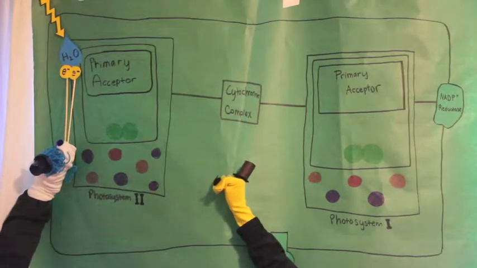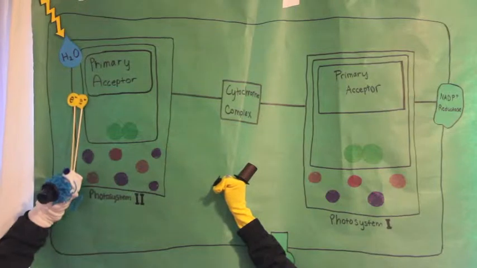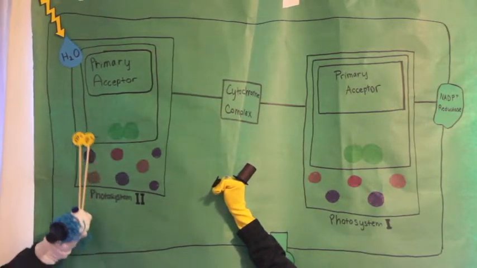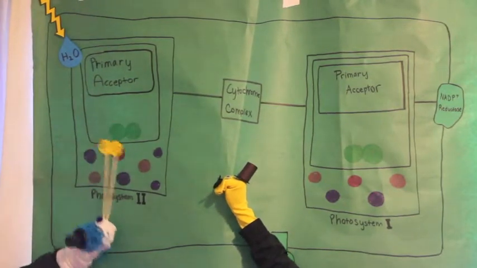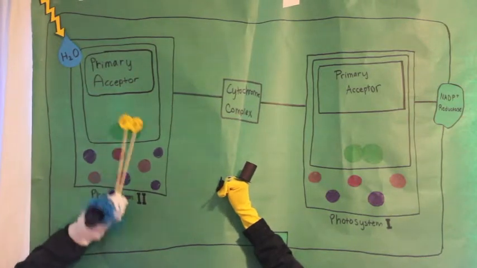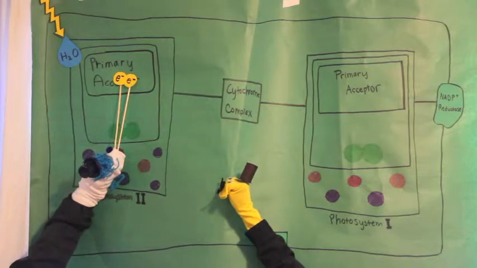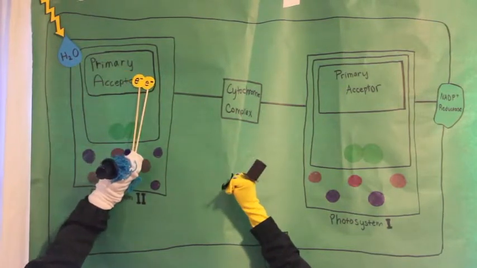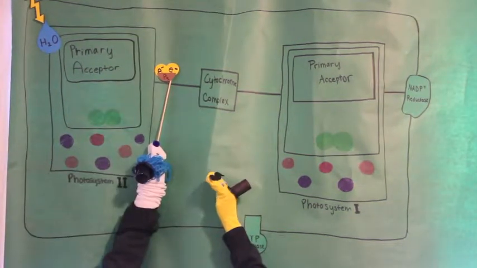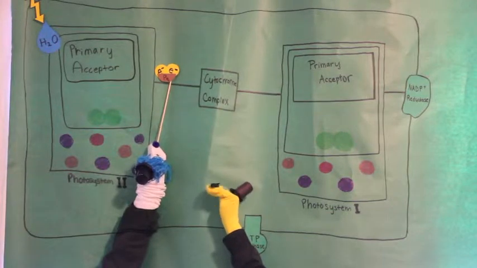Then another photon of light hits the accessory pigments. The energy is passed along the pigments until it reaches special chlorophyll A. The energy excites its electrons, which get captured by the primary acceptor. The electrons are energized to go on a journey.